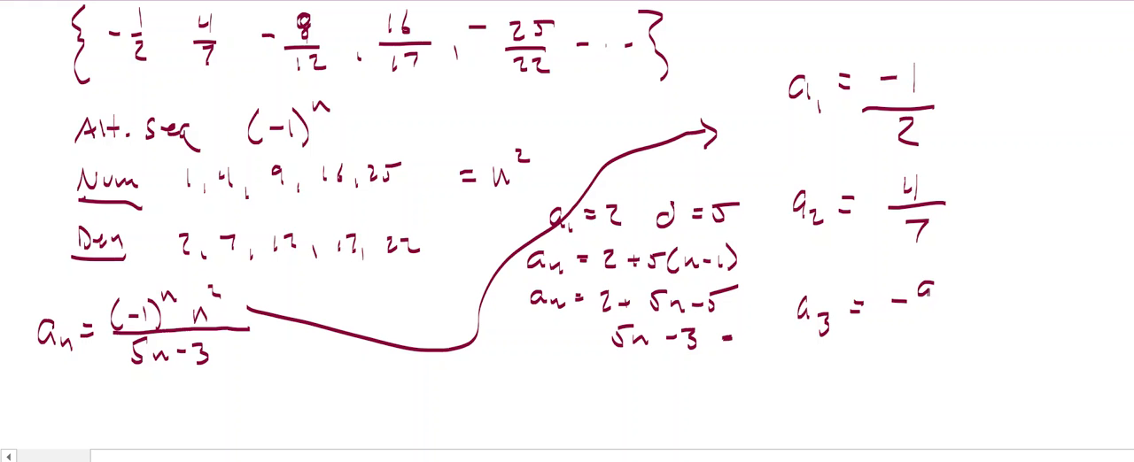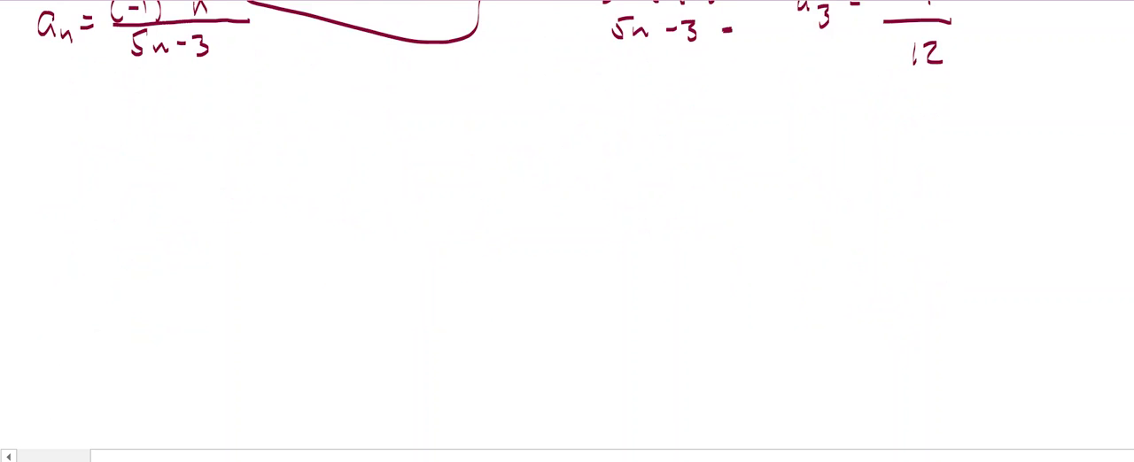3 squared is 9. And in the denominator, 5 times 3 is 15, minus 3 is 12. So it works for the first 3 terms. I'm going to go with that and say that we have got this correct. All right, let's just do one more. In this one, we have one more little interesting thing to do.